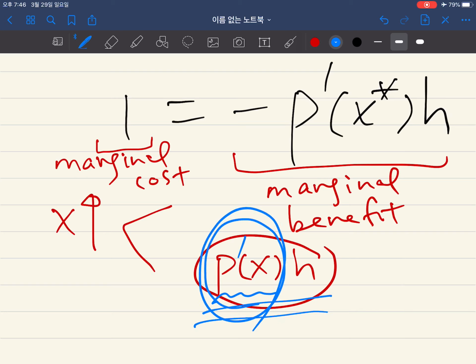So this is the change in accident cost when we increase the level of care. And this minus sign is just to make the sign on both sides the same. So this right hand side indicates marginal benefit from additional care. This equation tells you how to find the optimal level of care. This equation must be true so that marginal cost from additional care is equal to marginal benefit from additional care.